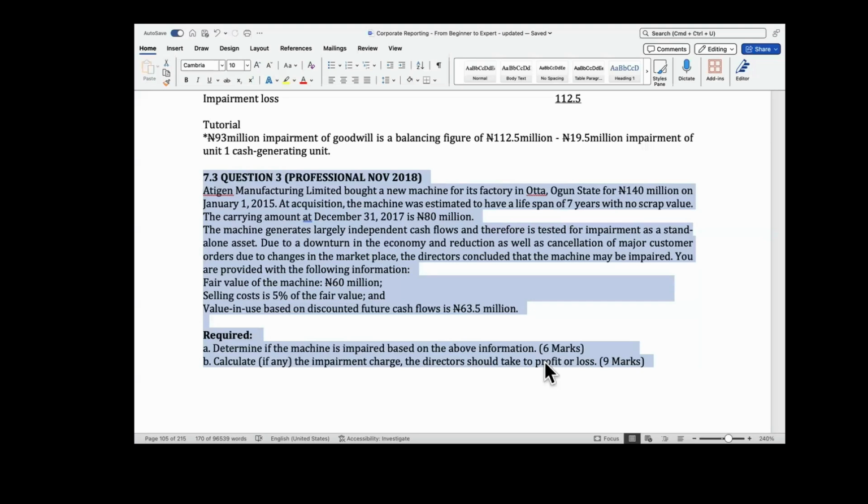So that's the end of impairment loss, IAS 36. This is the time you can ask any questions you have.